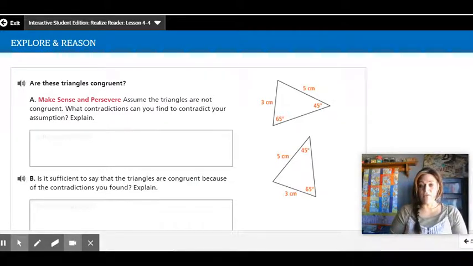It starts out with trying to contradict or find a counterexample. So it says, make sense and persevere. Assume that the triangles are not congruent. You're looking at these triangles, they have the exact same measurements, the angles are the same, but you are going to try to think of a counterexample to prove that these are not the same. See if you can do that.